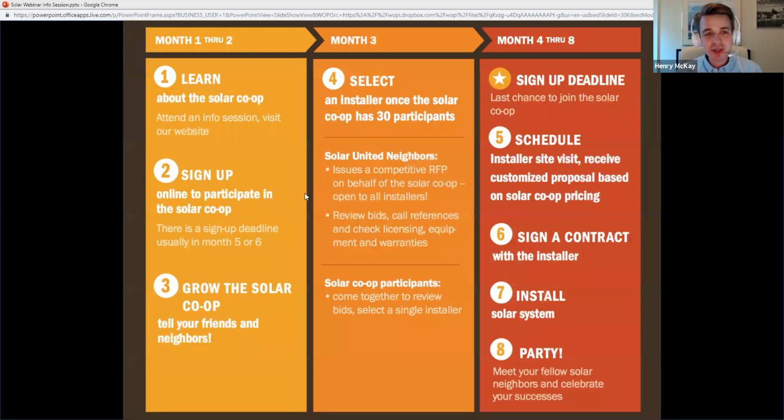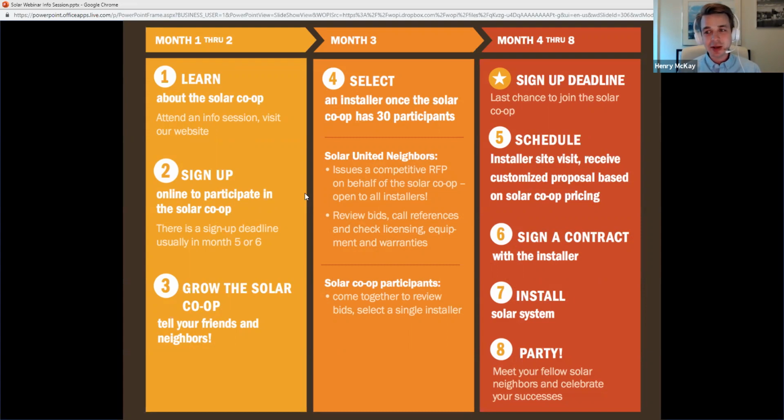So the solar co-op process, these are the steps. This is the roughly 8-month process, how it works. So the first step is to learn about a solar co-op by participating in one of these webinars like this, or attending one of our in-person info sessions.